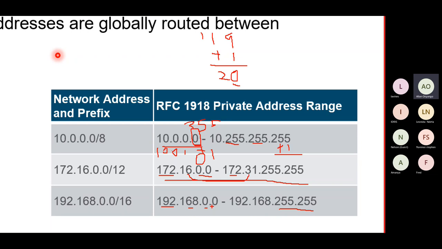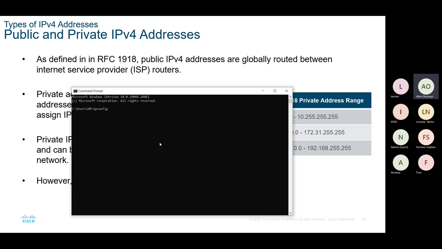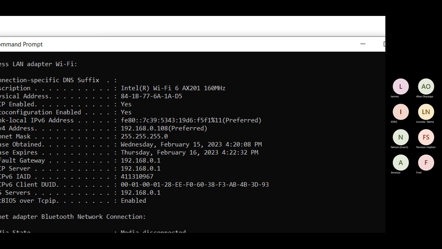Now, ladies and gentlemen, these private addresses, we can only use them within the private network, within our LAN. You cannot use it outside of your LAN. These ones are not even allowed in the internet. Listen to this. And yet, nowadays, almost every network uses a private address. Even my own network, I'm not afraid to show you. Look at my command prompt here. And I say ipconfig /all. Look at my address.